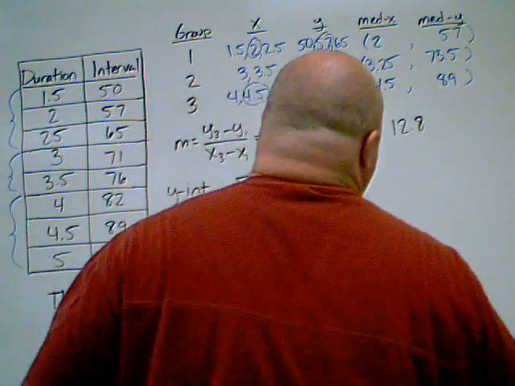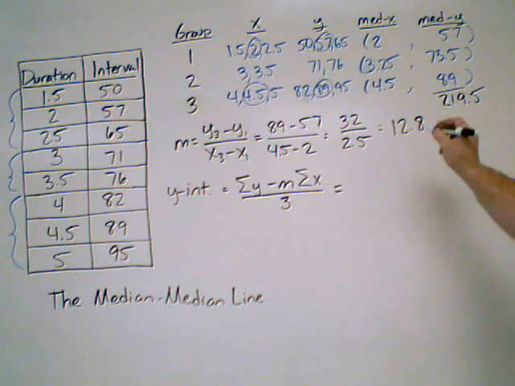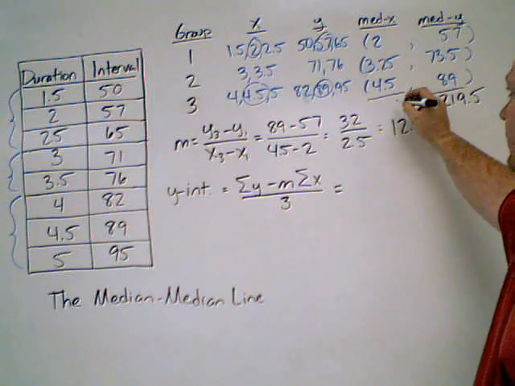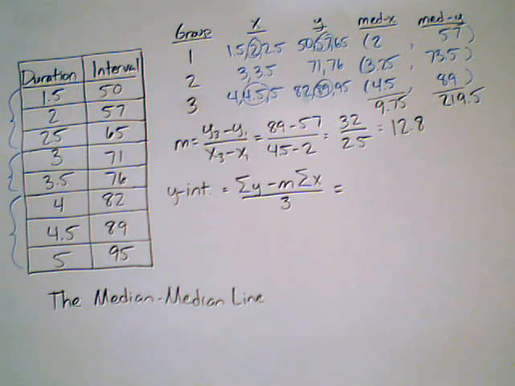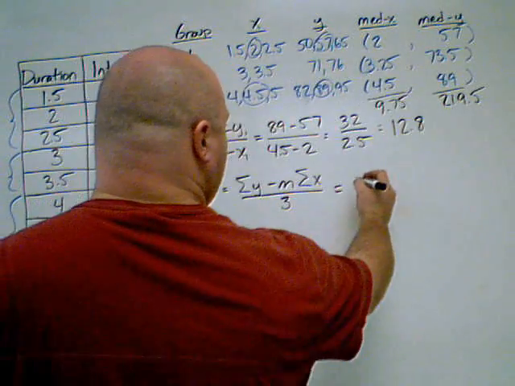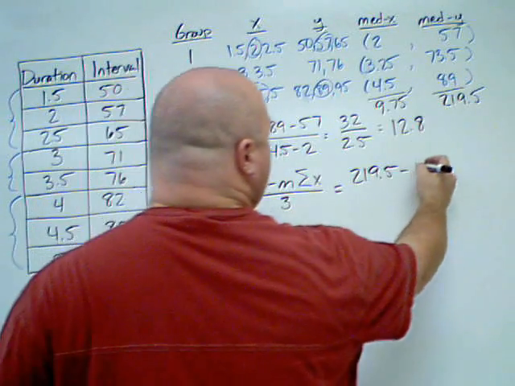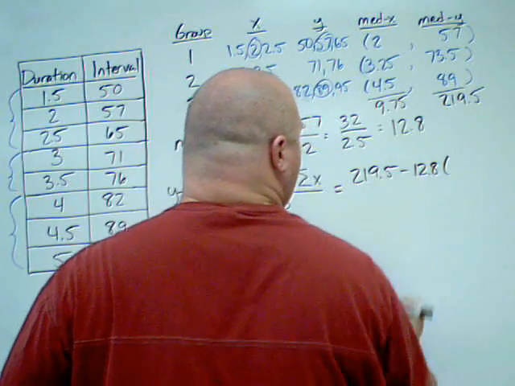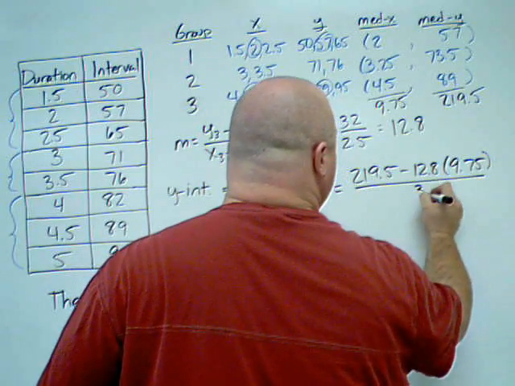So when we add up our y's here, we're going to get a total of 219.5. We add these up, we get a total of 9.75. Those are going to be what we use in here. So 219.5, subtract the slope, which is 12.8, multiply that by 9.75, and put the whole thing over 3.